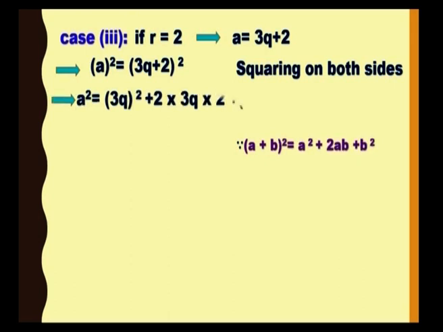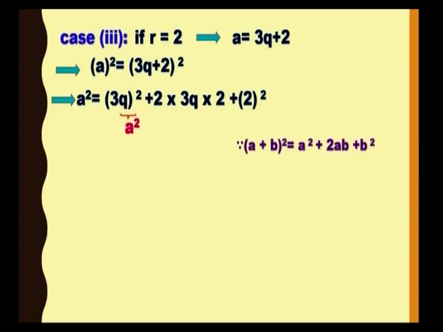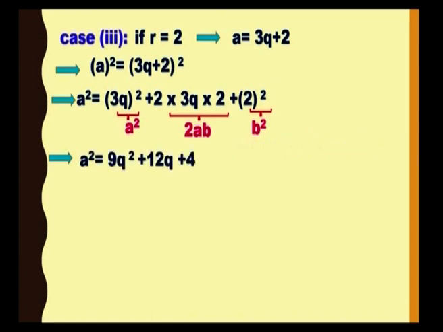A square is equal to (3q) whole square plus 2 into 3q into 2 plus 2 square. Here I am using the (a plus b) whole square formula, a square plus 2ab plus b square. Then a square is equal to, I can write, 9q square plus 12q plus 4.